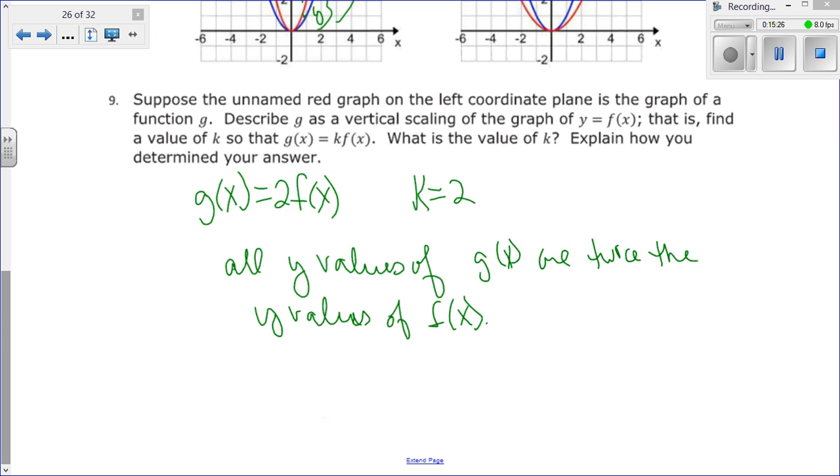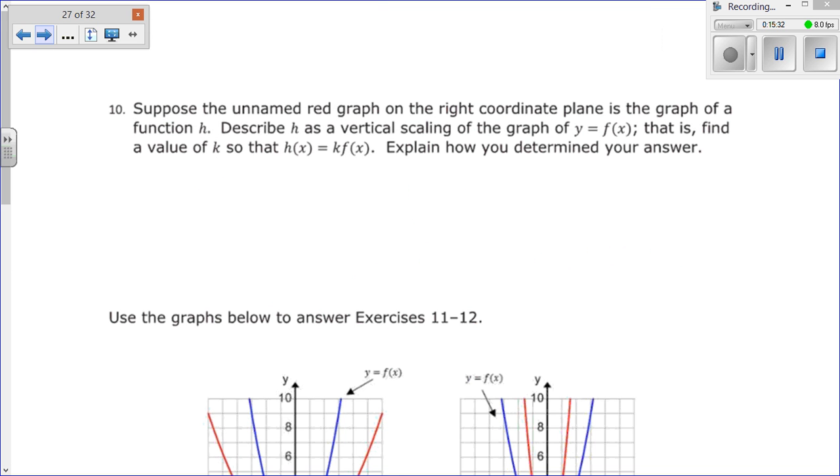Okay, and I believe 10 is on the next page, but yet the graph is on this page. Yep. So suppose the unnamed red graph on the right coordinate plane is the graph of function h. Describe h as a vertical scaling of the graph of y equals f of x. That is, find the value of k so that h of x equals k times f of x. Explain how you found your answer.